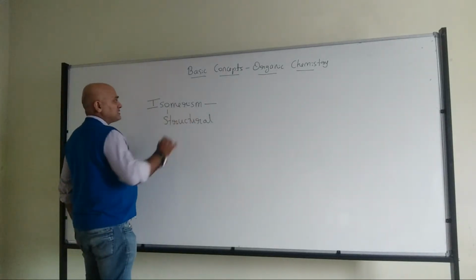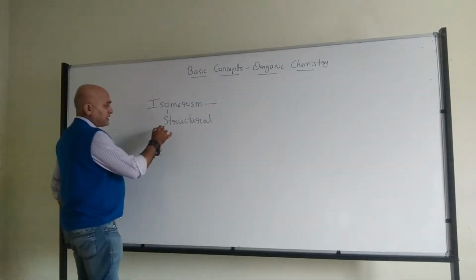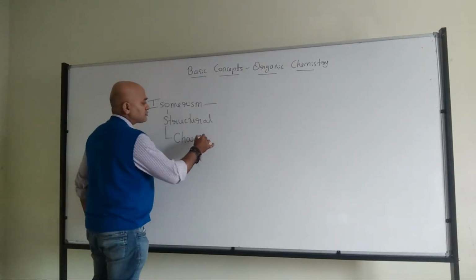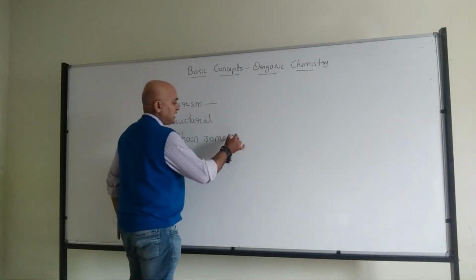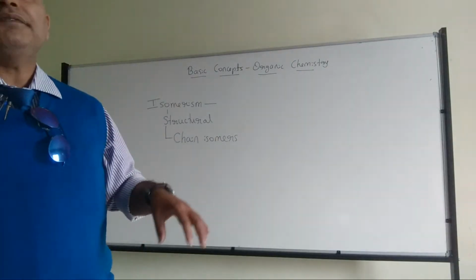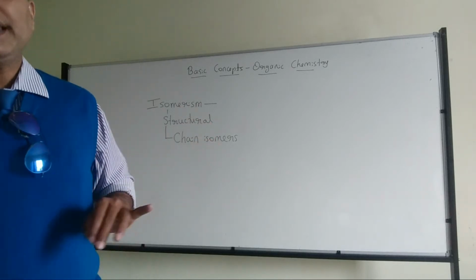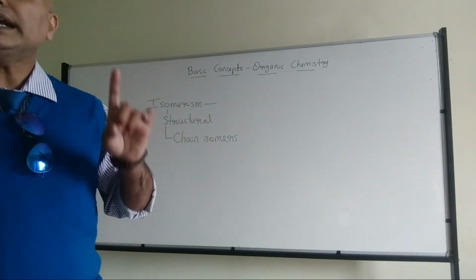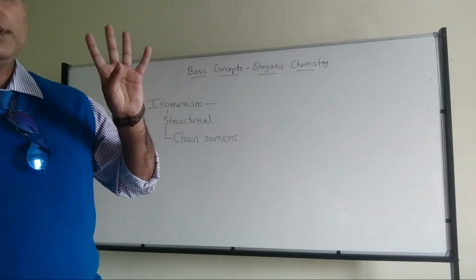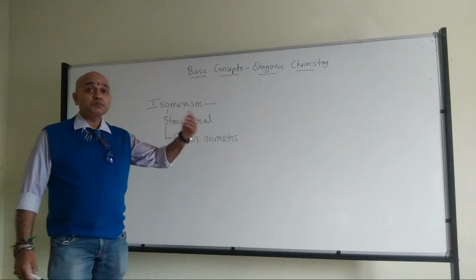Isomerism is a phenomenon. Isomers means a group of organic compounds with the same molecular formula. Now when it comes to structural isomers, the first one we have discussed is chain isomers. What do you mean by chain isomers? They have the same molecular formula but a different arrangement of the parent chain. That means we should not get the same parent carbon chain.